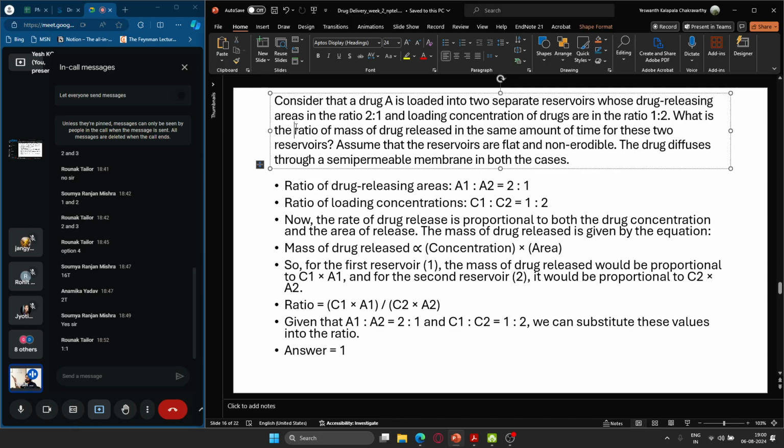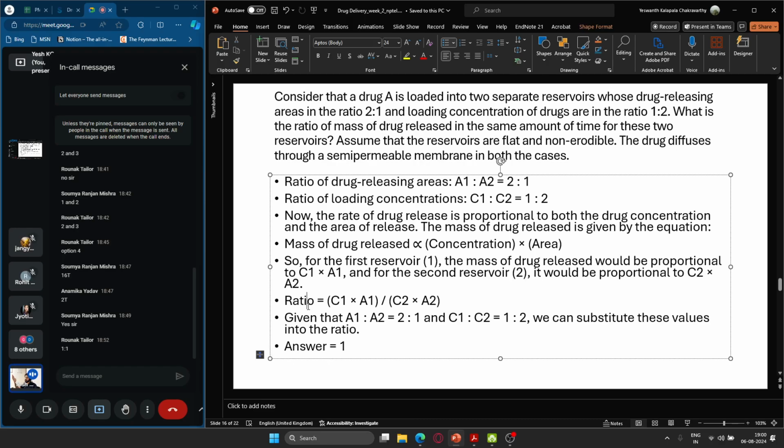Now, simply what they are asking you is to calculate the ratio of the mass of the drug released. So the ratio will be the mass of the drug released by reservoir 1, which is C1 times A1, divided by the mass of the drug released by reservoir 2, which is C2 times A2. That will give you the ratio. Once you write this down, you'll realize you know C1 by C2 is 1 by 2, and you know A1 by A2 is 2 by 1. So it's simply 1 by 2 times 2 by 1, which is 1.